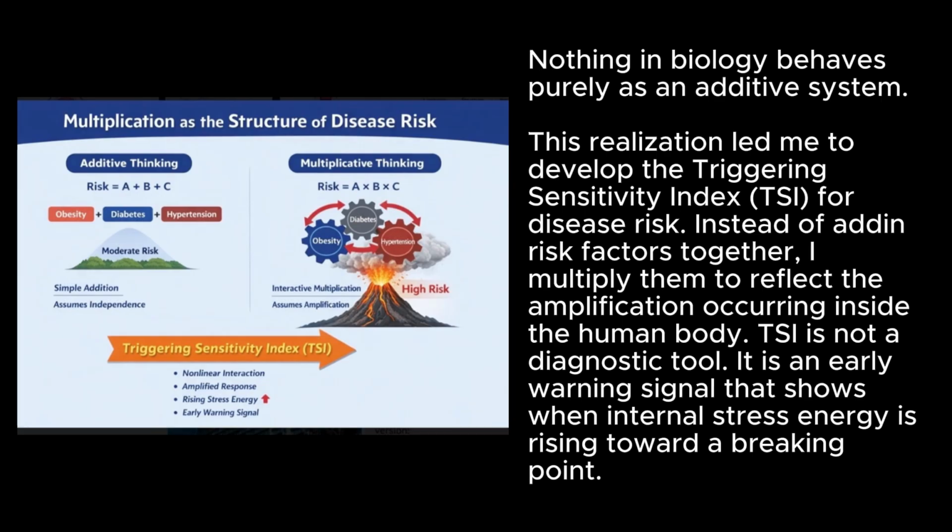This realization led me to develop the Triggering Sensitivity Index, TSI, for disease risk. Instead of adding risk factors together, I multiply them to reflect the amplification occurring inside the human body. TSI is not a diagnostic tool. It is an early warning signal that shows when internal stress energy is rising toward a breaking point.